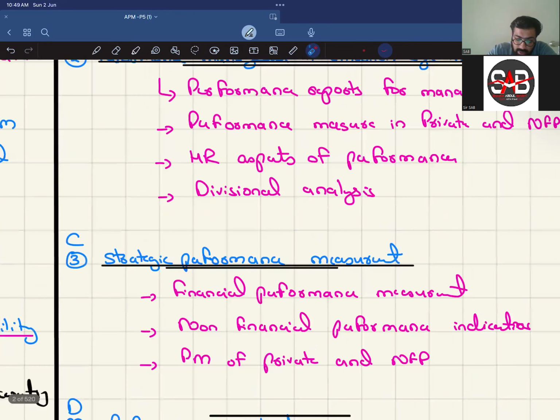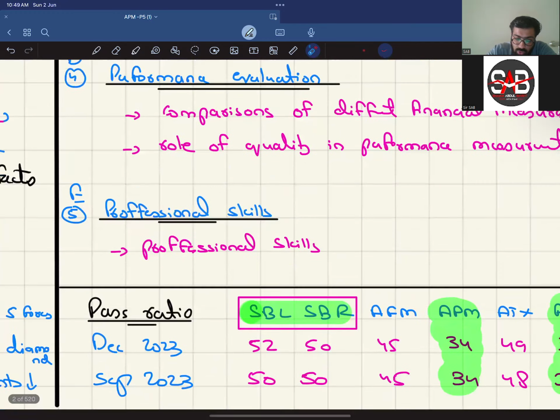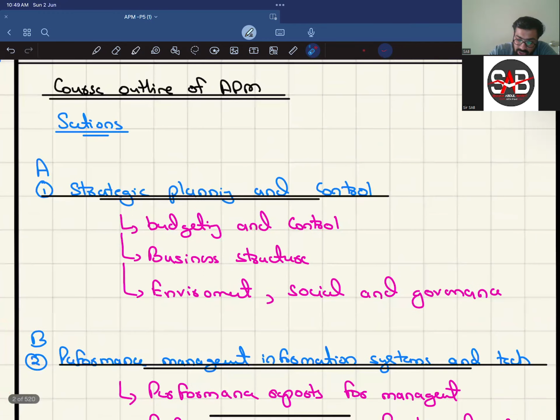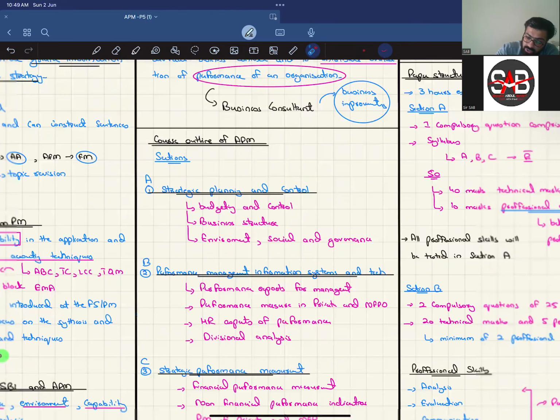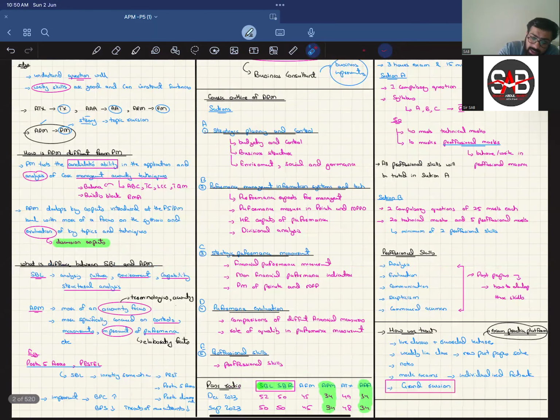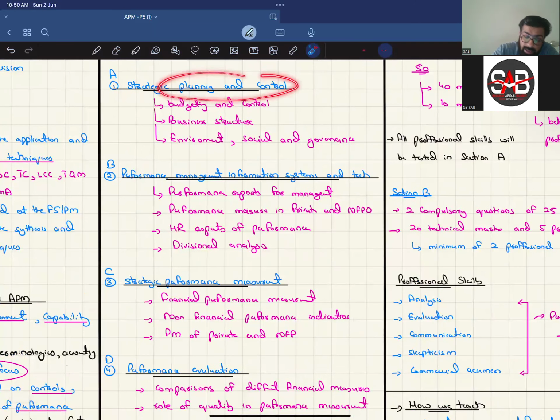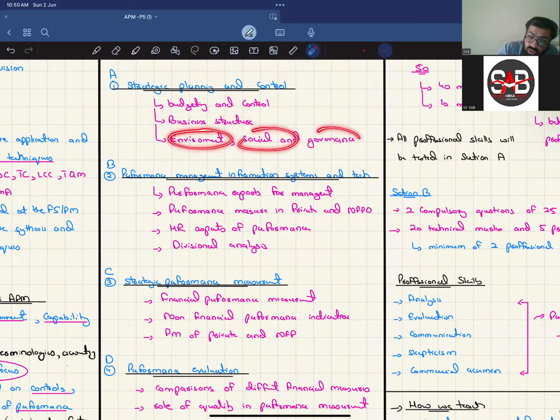Now, sir, what's the course outline of APM? So it has 5 sections, right? Again, one is strategic planning and control, where you're going to be studying budgeting and control, business structure, and environment, social, and governance, right? And we have been doing these things throughout our ACCA journey.